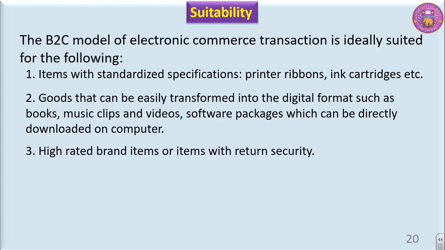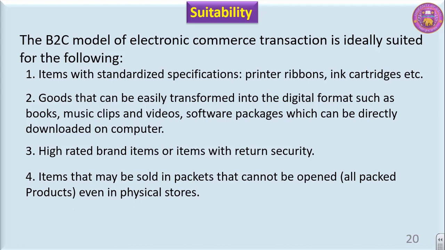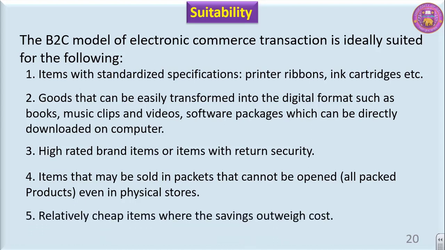The third one is high rated brand items, are items with return security. This model is suitable for items that may be sold in packets and that cannot be opened. All packaged products can be sold through B2C model. So items that may be sold in packets that cannot be opened even in physical stores, they can be easily sold through B2C model. Now relatively cheap items where the savings outweigh cost. All these items are suitable for B2C model of electronic commerce.